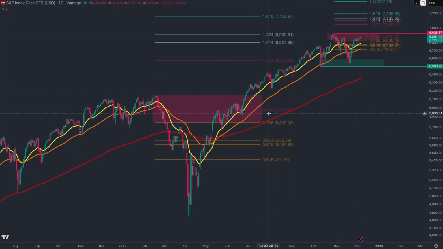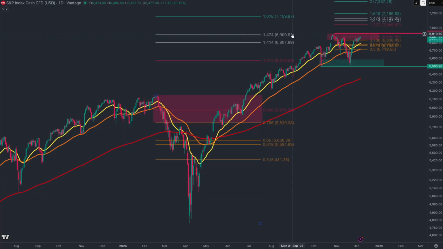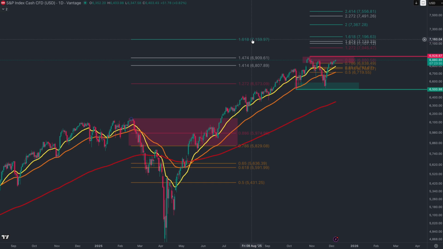And we can see once that 886 was here being used as resistance, the 786 became support. It also had the moving averages that form bullish signals, the bullish cross down over here, backing it up as support. Once it pivoted off that area and successfully broke past the 886 fib, we can see the S&P 500 tapped into the 1.272, the 1.414, and the 1.474 fib. My apologies, sorry for that tongue twister.